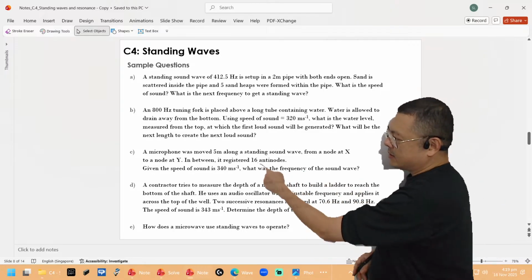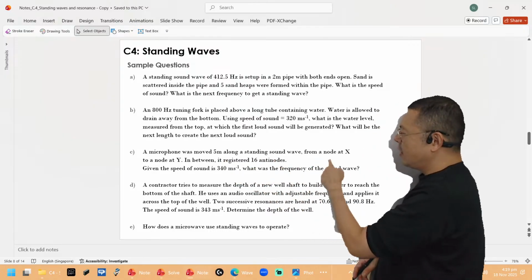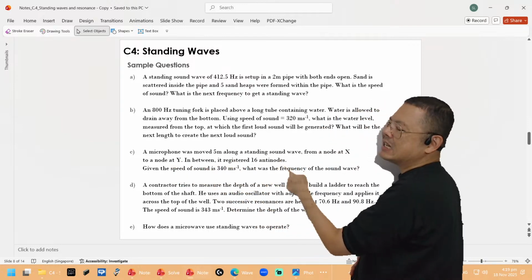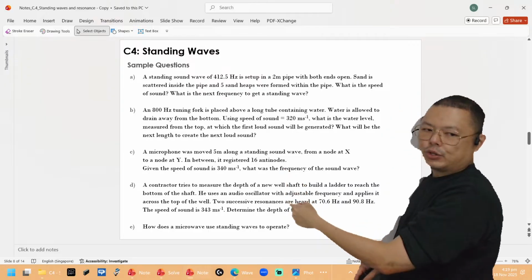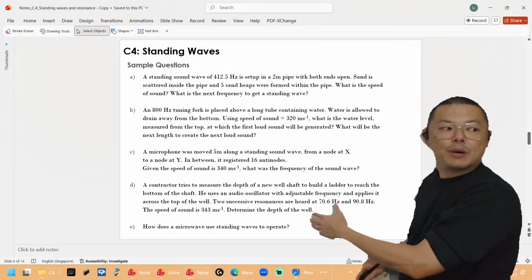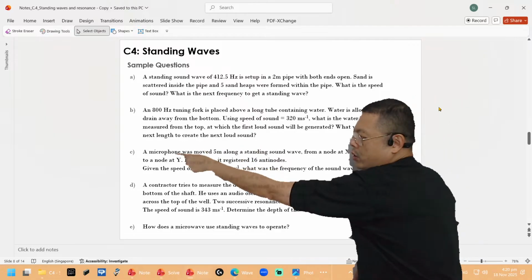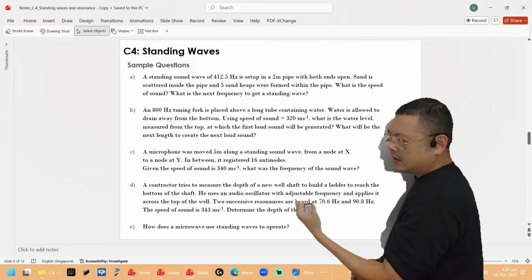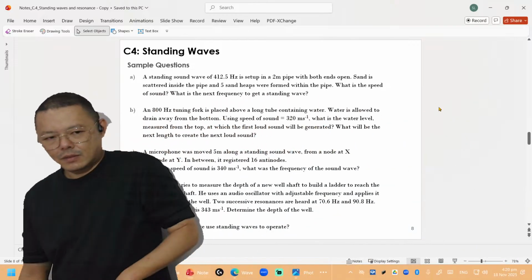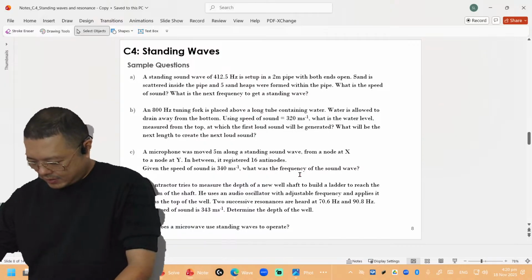Say for example, look at this. A microphone moves 5 meters along a standing sound wave from a node to another node. In between there are 16 empty nodes. Your job is to calculate how many waves that is. So from one node to another node, 16 empty nodes in between. How many waves is that?